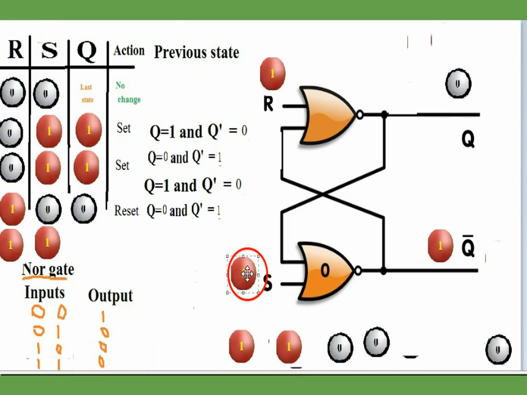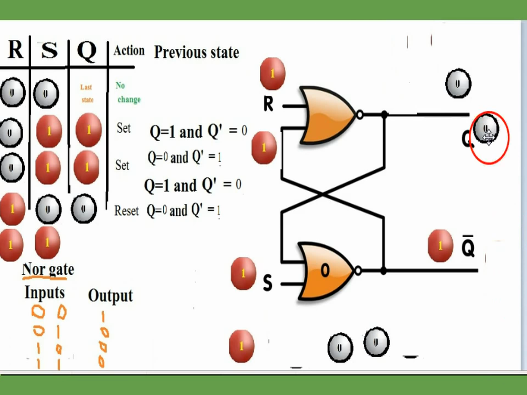R is 1, S is 1. Previous state is 0, 1. So let's hold the 1. This one is going, reaches here. Now what is 1, 1? That is 0. So okay, this Q is 0, that is okay. Now hold this 0. Now this 0 is coming. Now what is 0, 1? Again 0. See the table, 0, 1 is again 0.